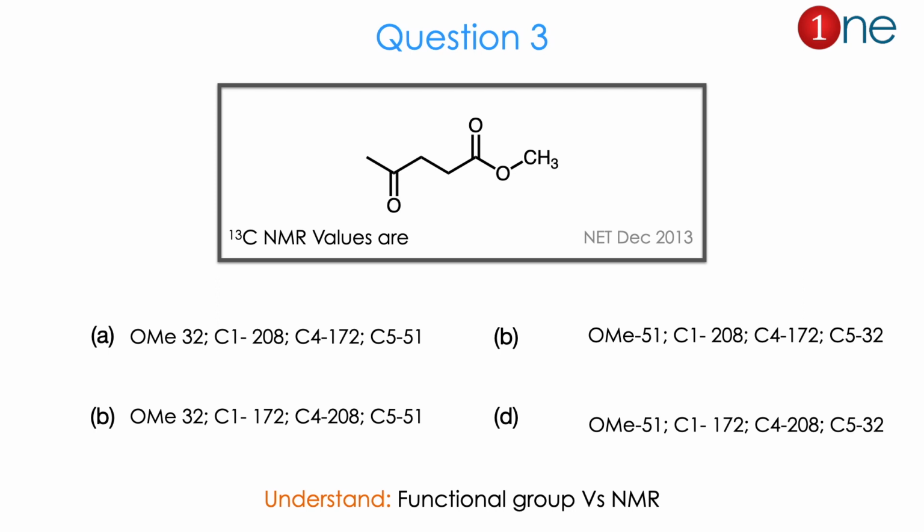So you have to know the difference of functional group and the carbon position. From the structure and possible NMR values, the question is really about functional group versus C13 NMR. The answer is D. Let us see how.